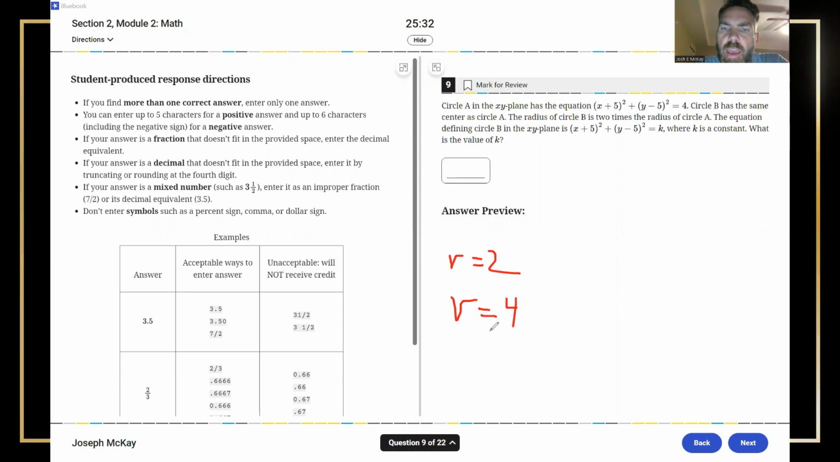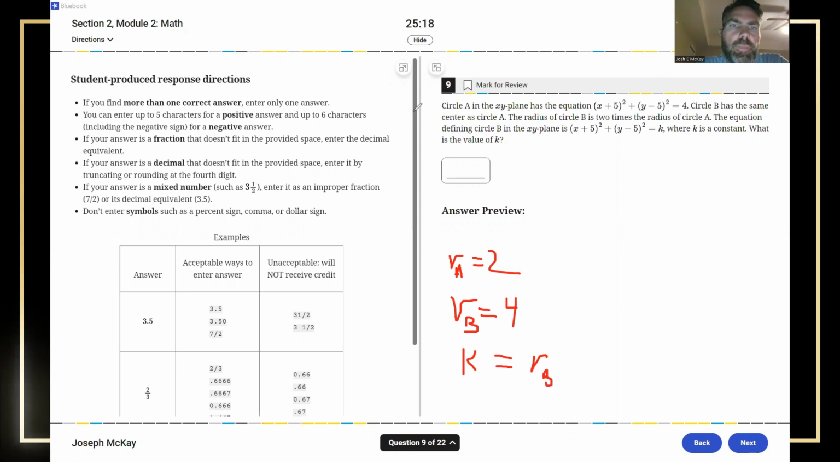But this K is this second, we'll call this R2. Actually, let's call it, this is the radius of A, this is the radius of B, and K is R B squared. So it's 4 squared. So this one's 16.